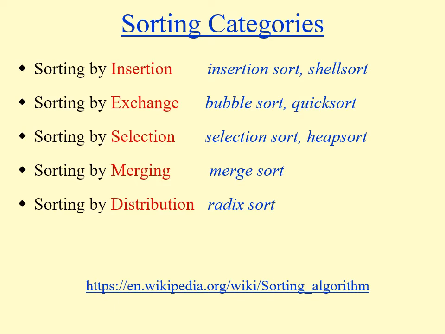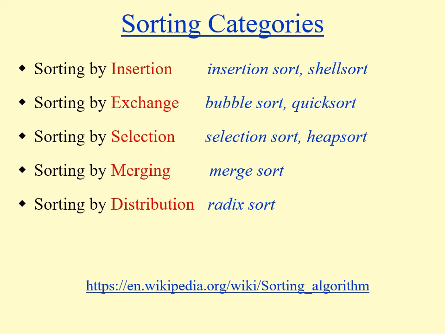Next, we'll talk about sorting by exchange: bubble sort and quick sort. Exchange means we exchange the order of two numbers or two keys. For bubble sort, for example, if one is smaller than the other, we need to switch. Put the light one on the top, put the heavy one down. They're like bubbles: the light ones go up, and the heavy ones go down. So that's exchange. Quick sort has the same idea.